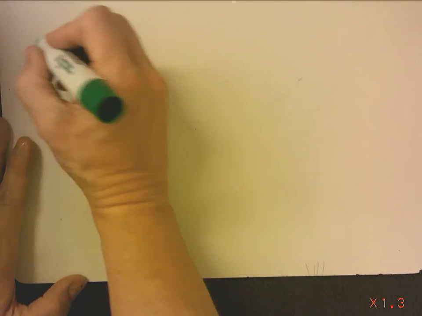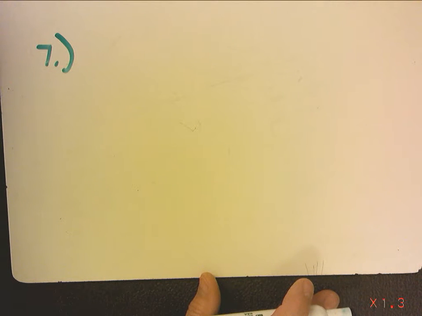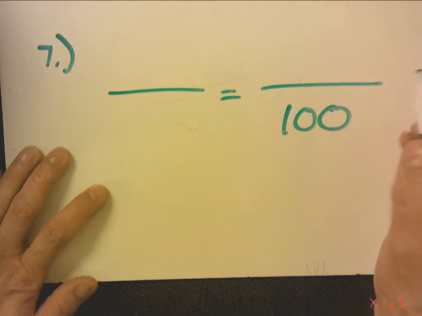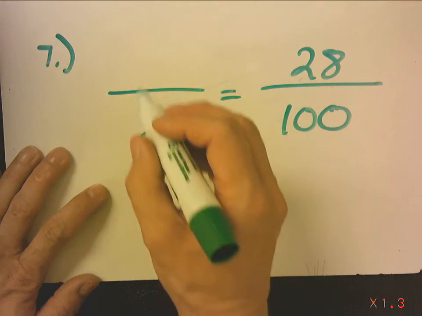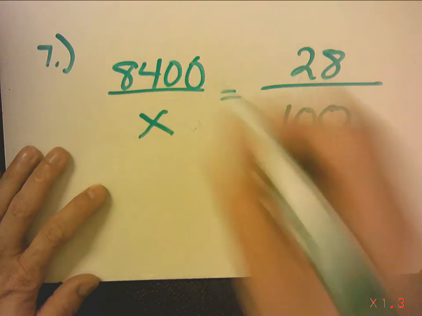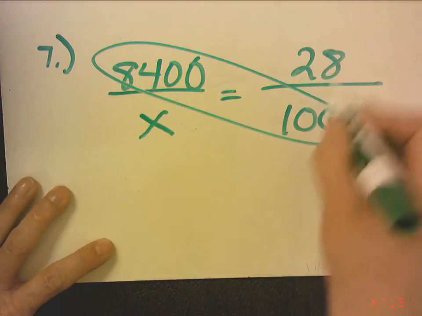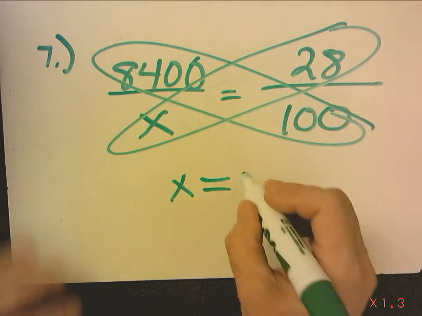Okay, now for number 7, it says Shay paid $8,400 in federal and state income taxes as a chemist. That was 28% of her income. So the $8,400 represented 28% of her income. We don't know what her income is, but her income is 100%. The taxes is 28%. We don't know what the whole income was, that's X, but we know $8,400 represents the 28%. So this times this equals this times this, and X equals 30,000.